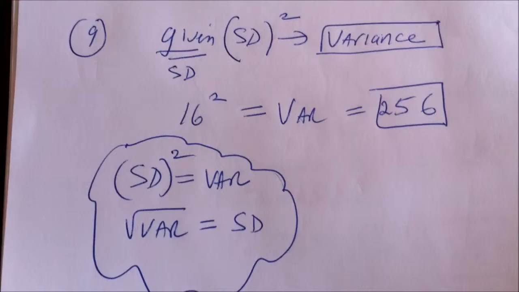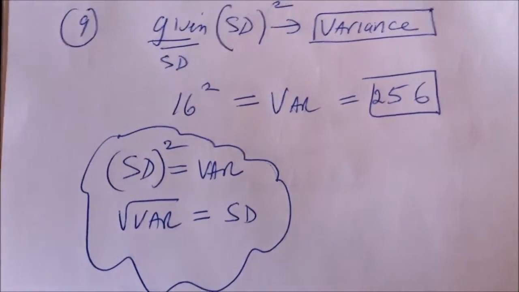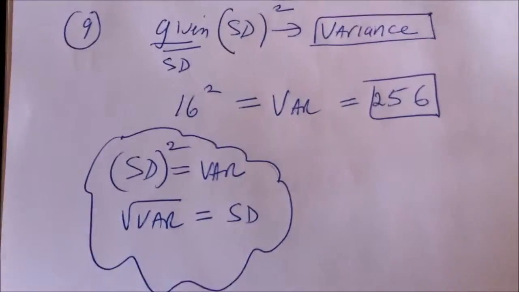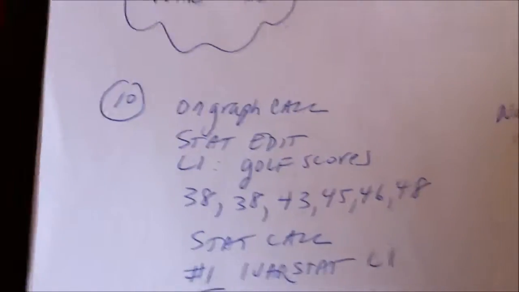This sounds silly, but I always remember variance is very big and standard deviation is small, because that's the letters they begin with, and it helps me remember: do I square it or do I square root it? For number 10, they gave you a bunch of data.